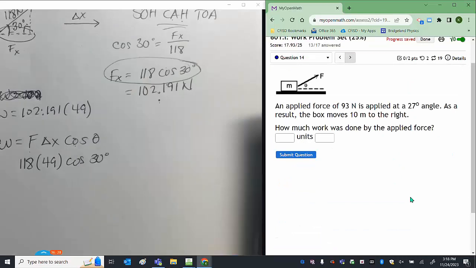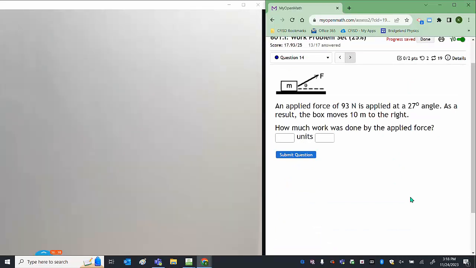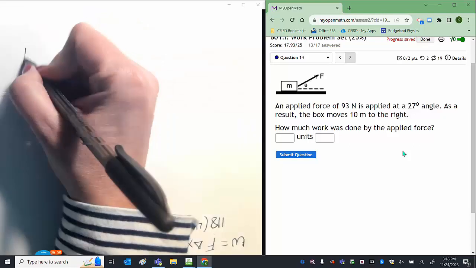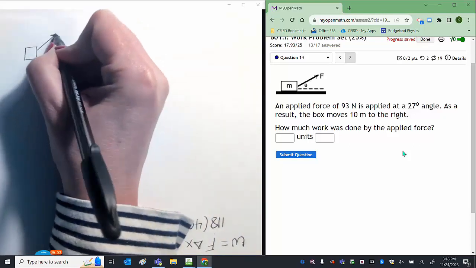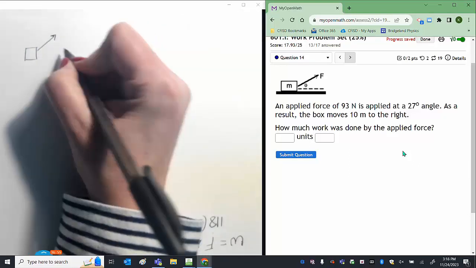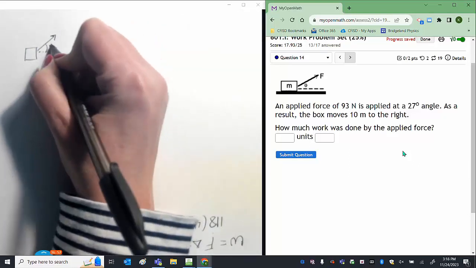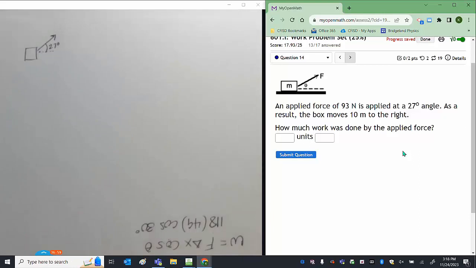All right, here is another one at an angle. Let's get some fresh paper. It says, an applied force of 93 newtons is applied at a 27-degree angle. As a result, the box moves 10 meters to the right. How much work is done by that applied force? So again, same idea. This force is at an angle. When I look at this, this is where the force is. That angle is 27 degrees, it says so in the question.